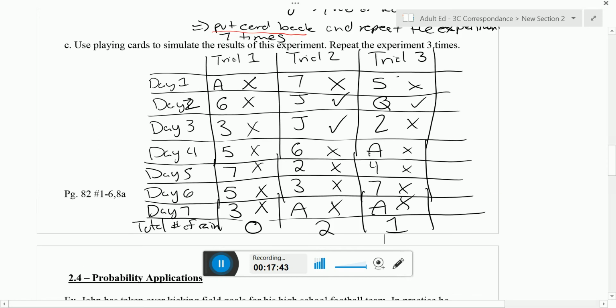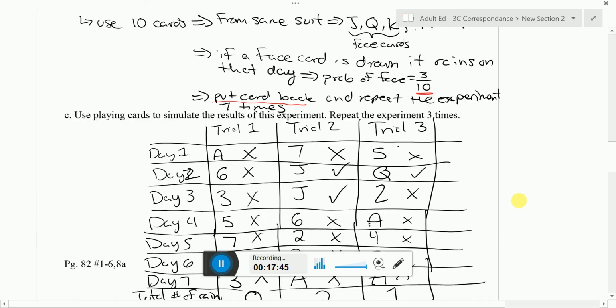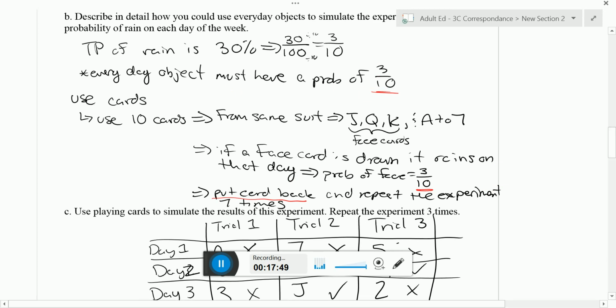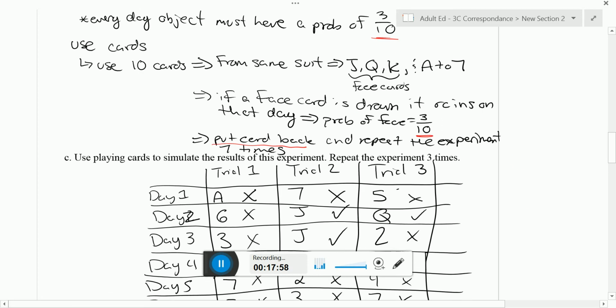So that's doing the trial. Again, I set it up in a nice table. The key to probability simulations is that whatever the probability of what you're looking for is, so the probability of rain for us was 3 out of 10, we need to pick something with that same probability.